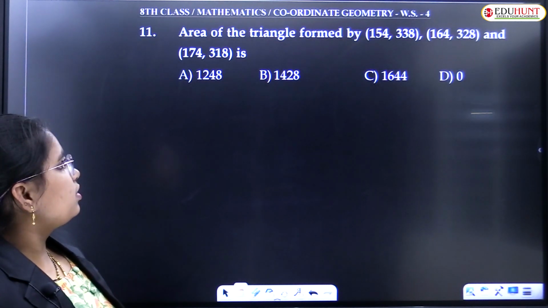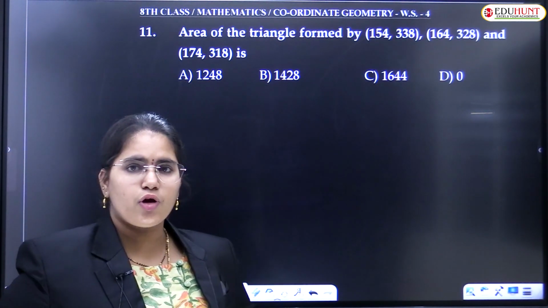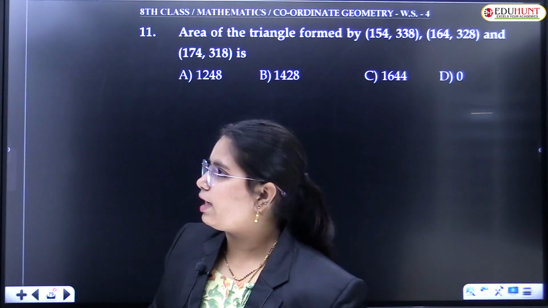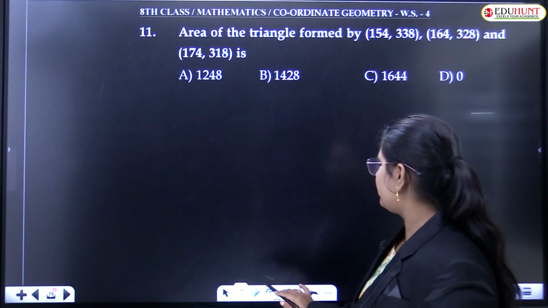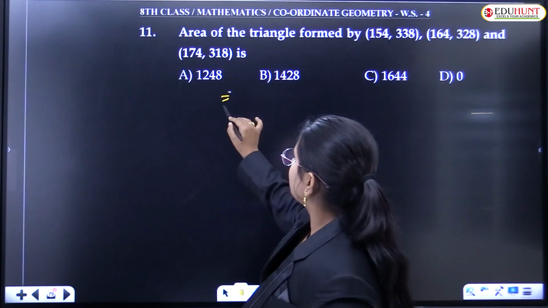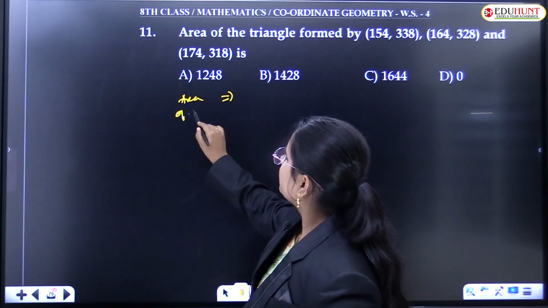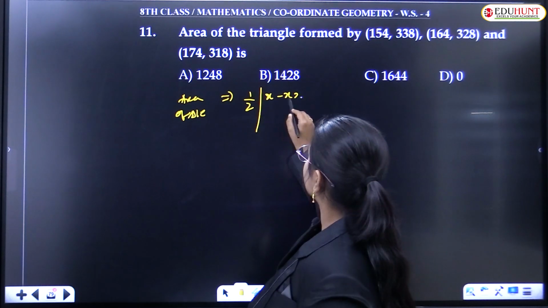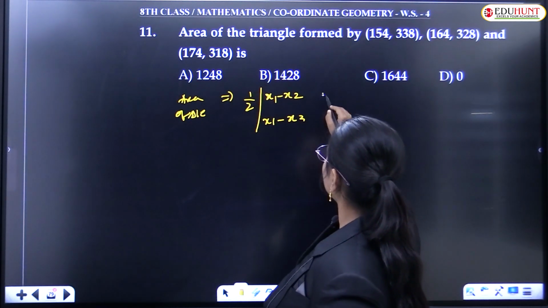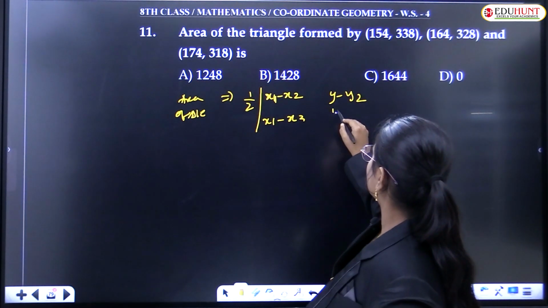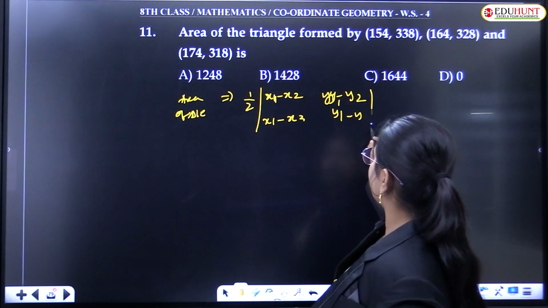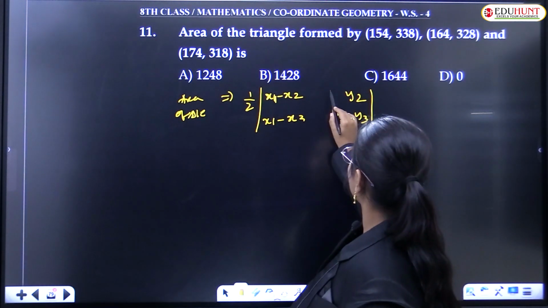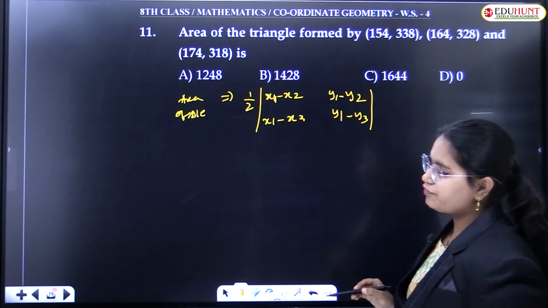So what is my next one? Here you have the area of the triangle formed by the vertices 154, 338, 164, 328 and the last vertex 174, 318. So let's find the area of the triangle. What is the formula? Half x1 minus x2, x1 minus x3, y1 minus y2, y1 minus y3. This is my area of triangle formula, right?